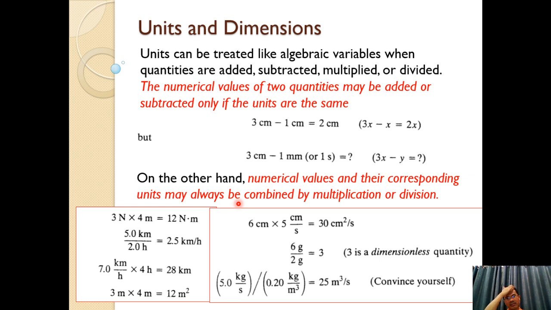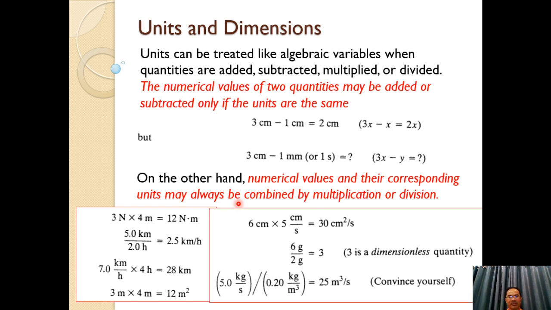The unit also can be treated like an algebraic variable. You can multiply, subtract, add, and divide, the same as algebra. For example, 3 centimeter minus 1 centimeter gets 2 centimeter. That's right. But 3 centimeter minus 1 millimeter cannot be subtracted because it's a different unit. You have to check that they are the same unit. And if you would like to multiply or divide, you can do that, but in the result you have to show both value and unit.